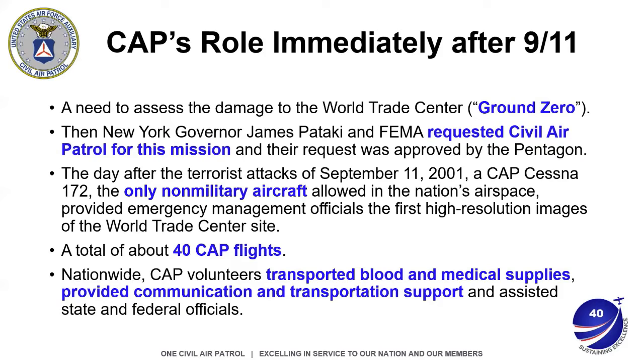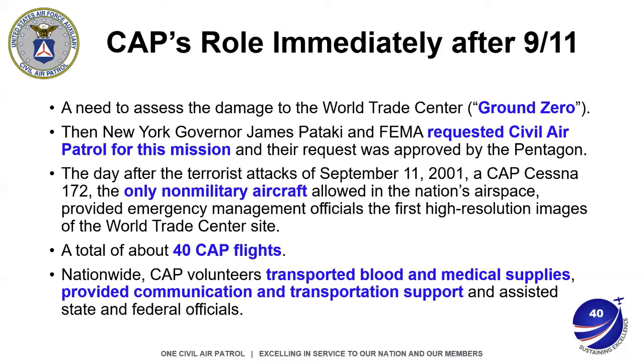Now, with respect to CAP's role immediately after 9/11, there was a need to assess the damage to the World Trade Center, also known as Ground Zero. Then New York Governor James Pataki and FEMA requested Civil Air Patrol for this mission, and their request was approved by the Pentagon. The day after the terrorist attacks of September 11, 2001, a CAP Cessna 172, the only non-military aircraft allowed in the nation's airspace, provided emergency management officials the first high-resolution images of the World Trade Center site.